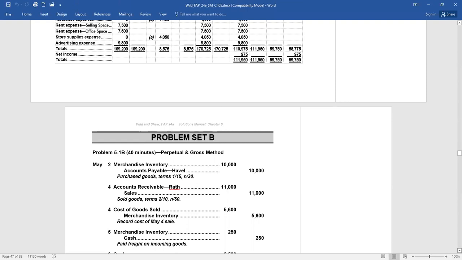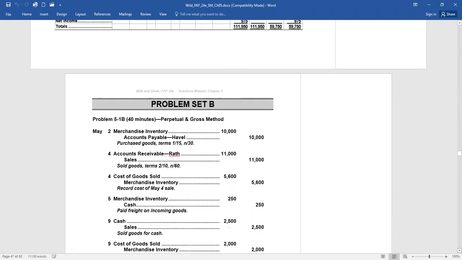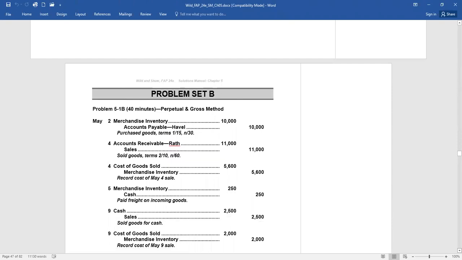On the 9th, the company sold merchandise that had cost $2,000 for $2,500 cash. So again, a two-pronged journal entry, they're selling. Debit cash, because they're getting the cash immediately, $2,500, that's how much they sold it for. Credit sales, which is the revenue account, $2,500. Increase the cost of goods sold expense account $2,000, and credit the inventory account for $2,000, the cost of the inventory they sold.